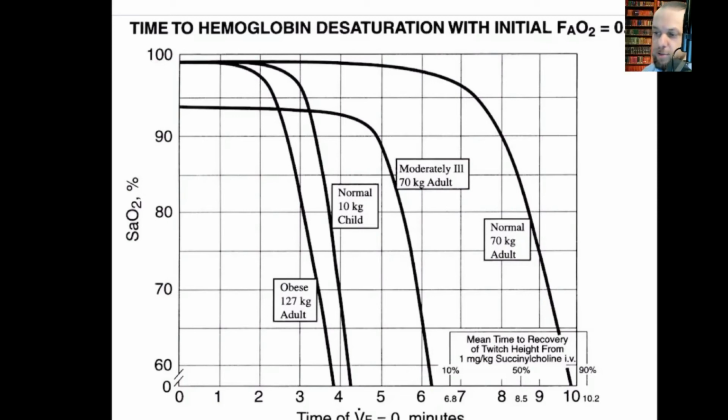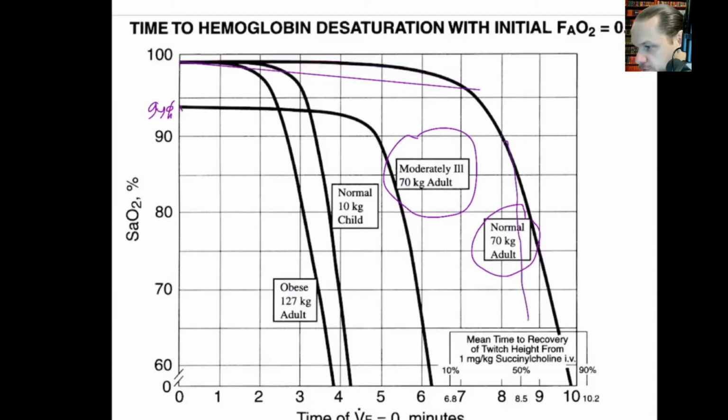And what they did is they took them to the anesthesia room. They pre-oxygenated them to 100%, right? The sick guy, they could not pre-oxygenate to 100. They could only get it to maybe 94%, right? So you notice, for a normal adult person, if you are at 100% saturation, to get to 90, it took 8.5 minutes, right? 8.5 minutes.